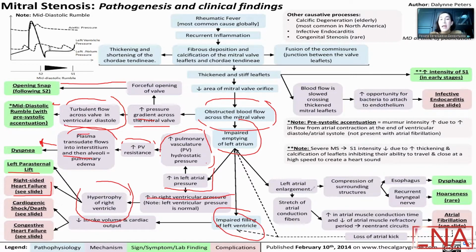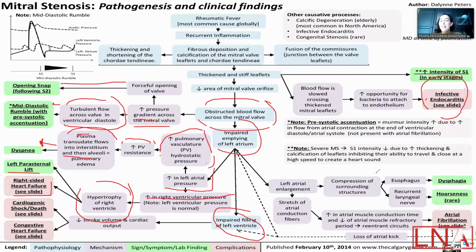Another point, thickened and stiff leaflets lead to slowed blood flow crossing the thickened mitral leaflets, increasing the opportunity for bacteria to attach to the endocardium. Stagnation of the blood can lead to infective endocarditis. Also, thickened and stiff leaflets lead to increased intensity of the first cardiac tone, or S1. Thickened leaflets give a louder closing at the moment of closing of the mitral and tricuspid valves. It's a component of the first tone.